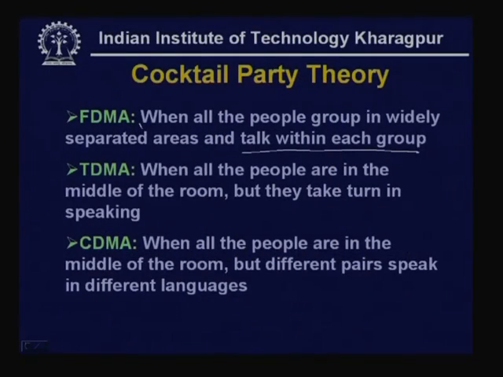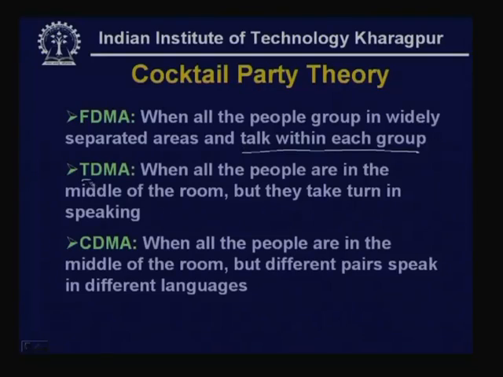So, this is your FDMA approach. Another alternative is when all the people are in the middle of the room, but they take turns in speaking. In the second situation, some very important event is going on, and all the people have gathered at a central place, and each of them is taking turns in talking. So, in this case it is equivalent to TDMA, or time division multiple access. Here the basic approach is that the sharing is taking place in terms of time.